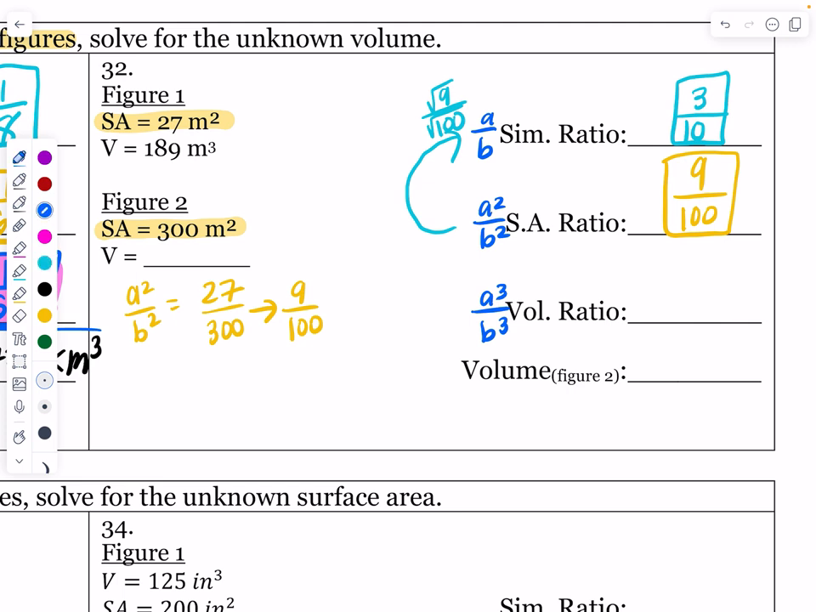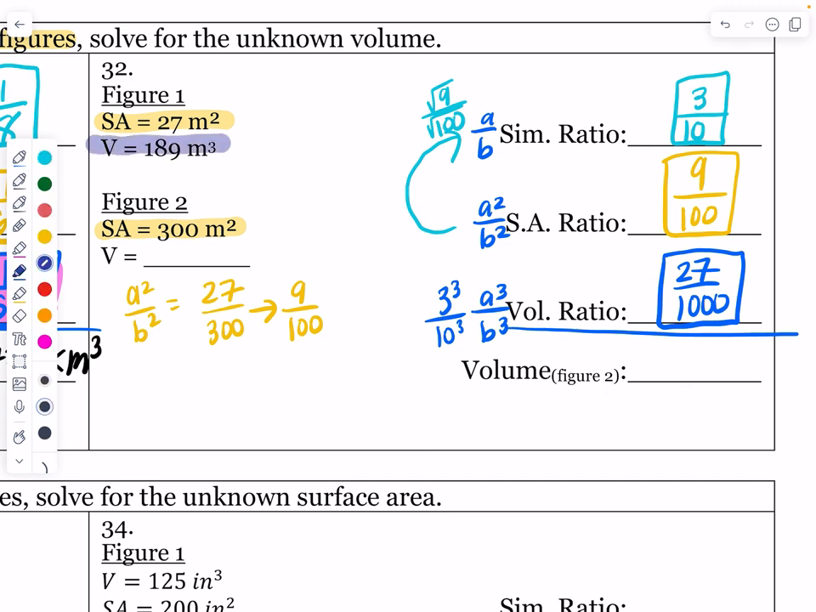Well, then that helps me find my volume ratio because I can just cube those. 3 cubed over 10 cubed. 3 cubed, I believe, is 27. 10 cubed is 1,000. So 27 over 1,000 is my volume ratio. So now we're going to use that to actually find my unknown volume. And so I am given the volume of the smaller shape. We want to find the volume of the bigger shape, so I'm going to put a V there. And so that's going to be 189 over V. The actual volume should be equal to the volume ratio, which we have right here, 27 over 1,000. So I'm going to set that equal to 27 over 1,000.